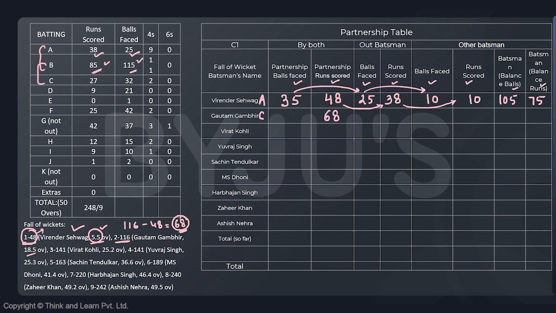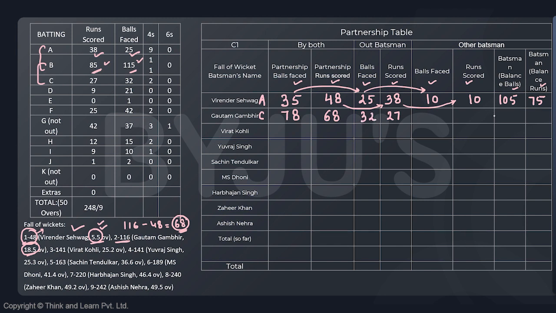How many balls? 18.5 overs is the time at which the second wicket fell. The first wicket fell at 5.5. So 18.5 minus 5.5 is 13 complete overs this partnership lasted. 13 overs means 78 balls. So they played for 78 balls, made 68 runs, out of which Gautam Gambhir has made how many runs? He has made 27 runs by playing 32 balls.